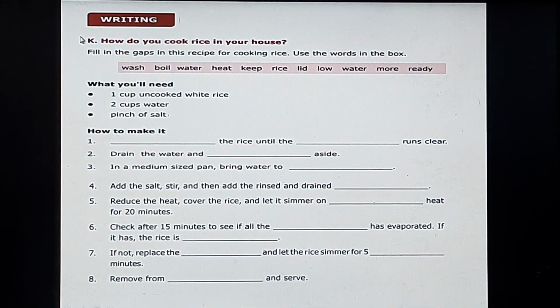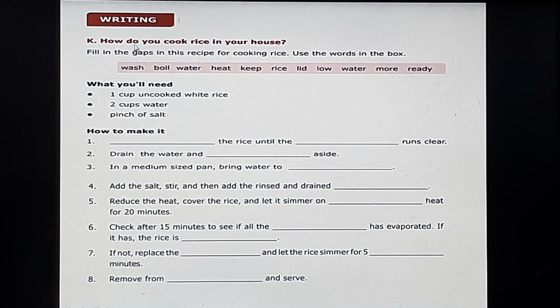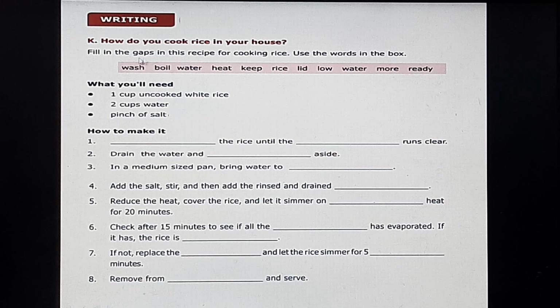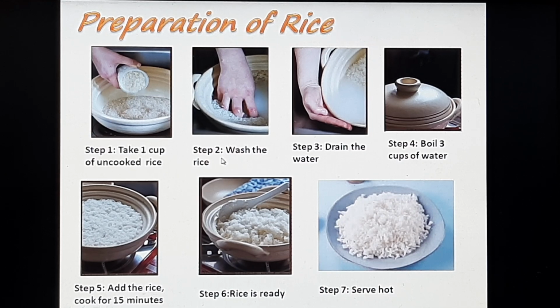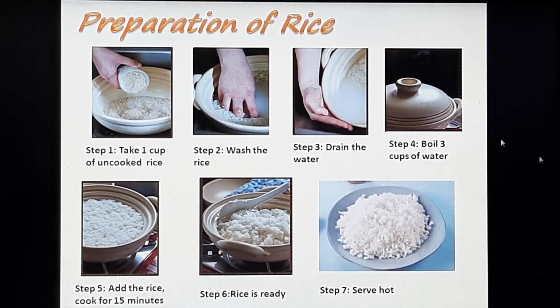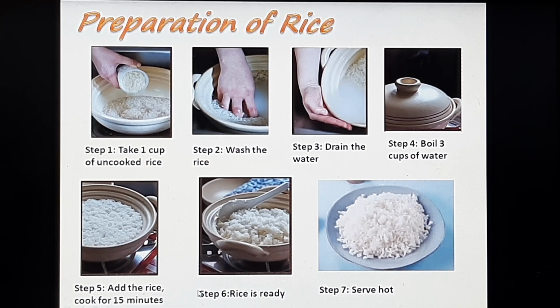Now we have a task here in the textbook. How do you cook rice in your house? Go through this and I shall just show you how to do it. Preparation of rice. So, step 1, take 1 cup of uncooked rice, wash the rice, drain the water, boil 3 cups of water, add the rice, cook for 15 minutes. Rice is ready, serve hot. Now, this is a visual presentation of step by step instructions.